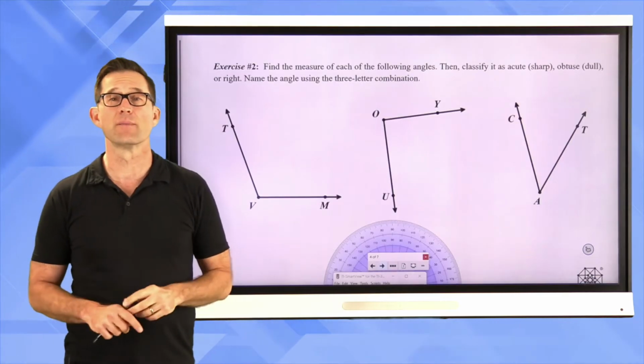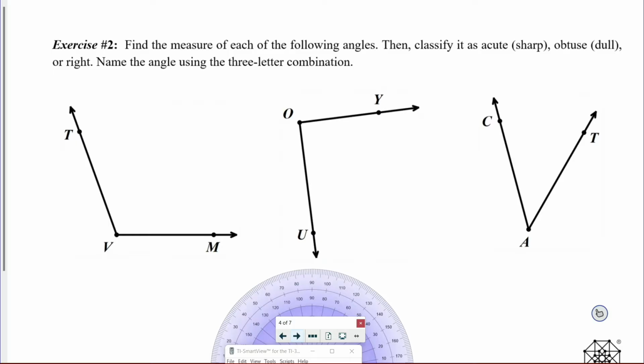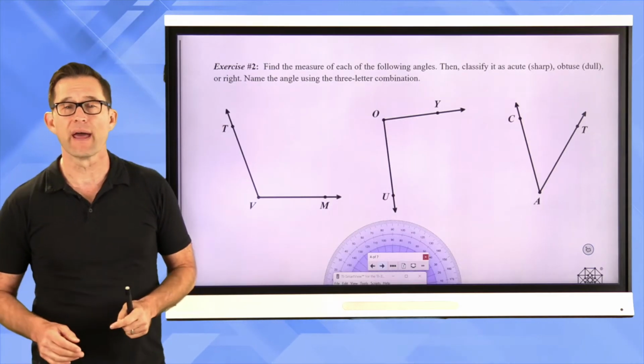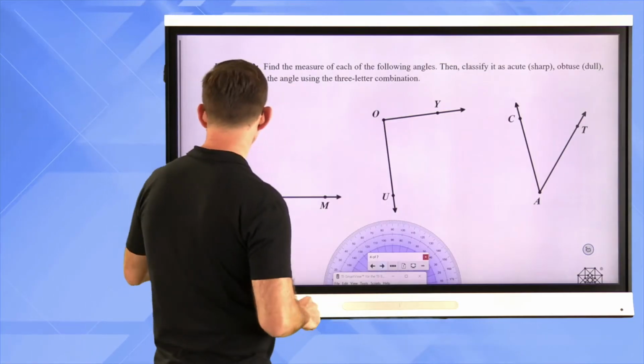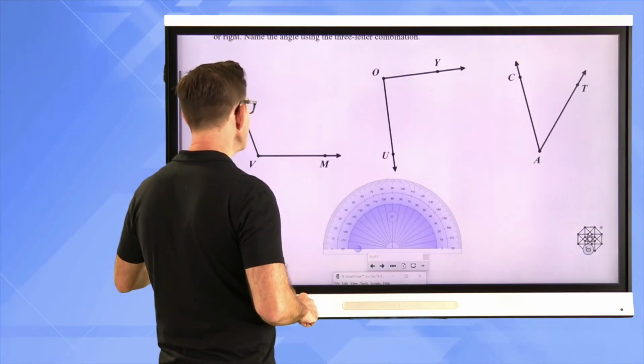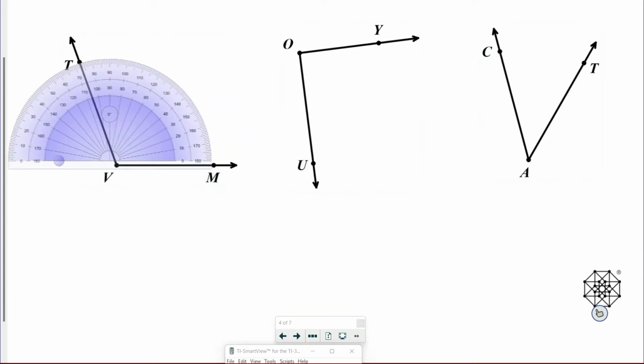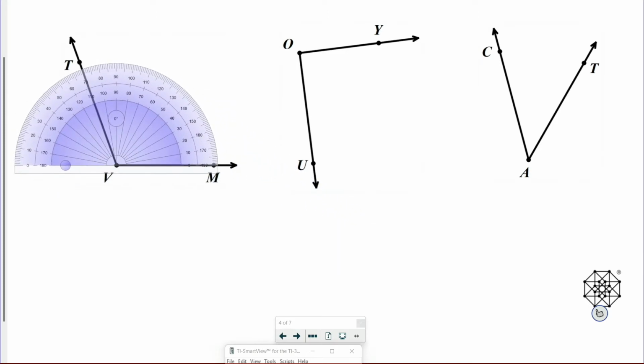All right, exercise number two. Find the measure of each of the following angles, then classify it as acute, obtuse, or right. Name the angle using the three-letter combination. Okay, great. So let's take a look at measuring an angle, right? We did this once before, but we didn't actually use our own protractor. This time we're going to, all right? So I'm gonna bring my protractor up. I'm gonna set it so that the vertex is at the center of the protractor.